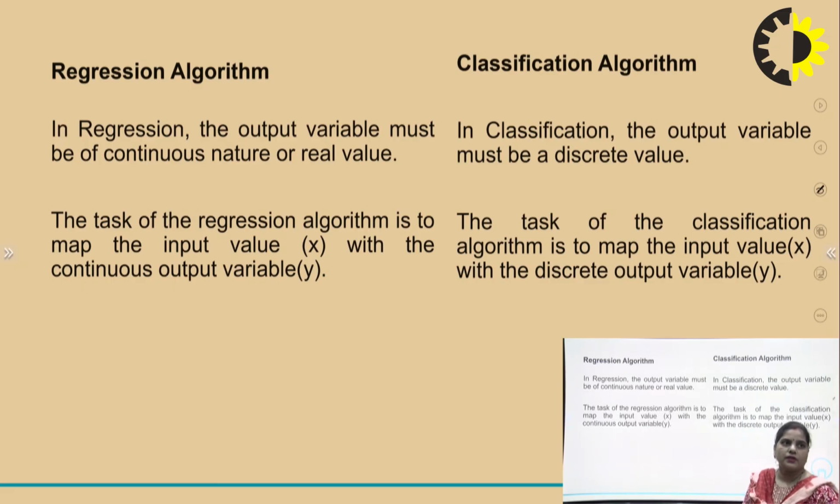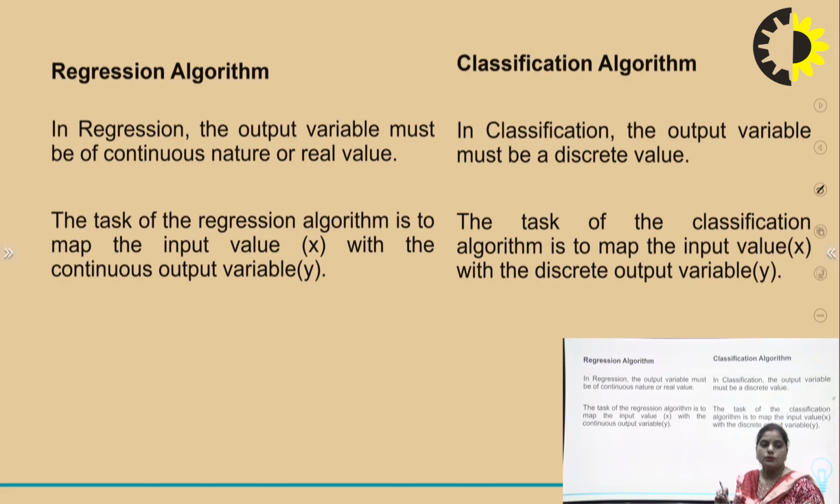What is the task of the regression algorithm? Basically, the task of the regression algorithm is to map the input value x to the continuous output variable, which is y. In contrast, the classification algorithm is used to map the input value x to the discrete output variable, that is y. So in these two points, what we have seen is that in regression the output variable must be of continuous nature, and in classification the output variable must be of discrete value.